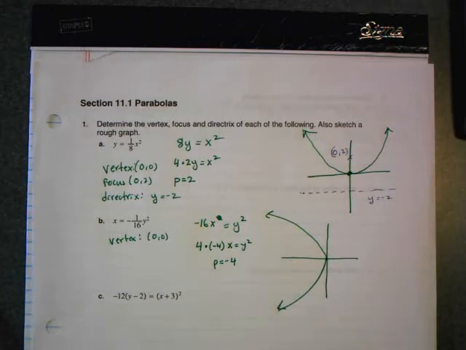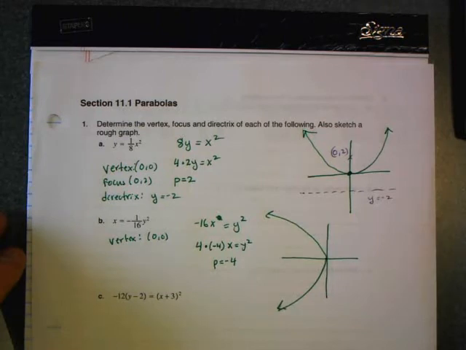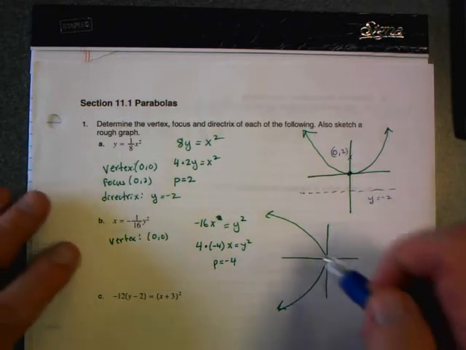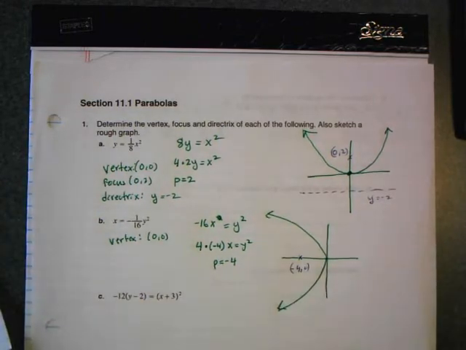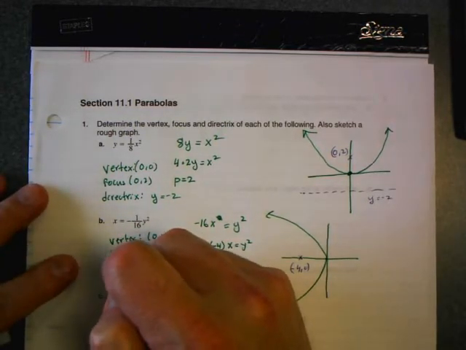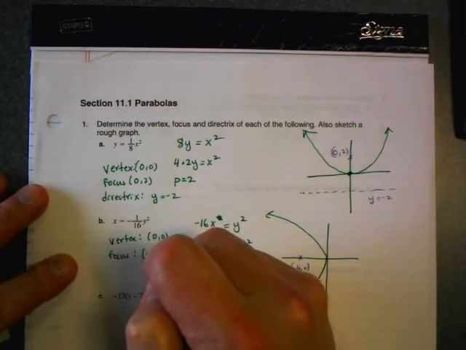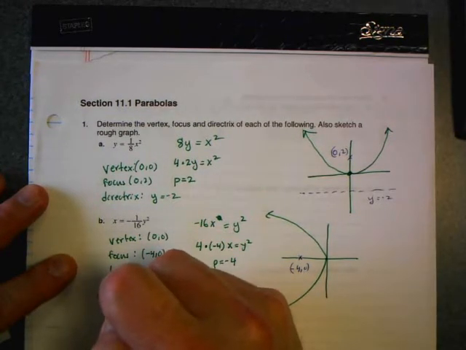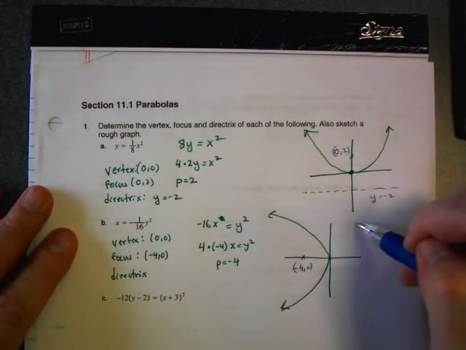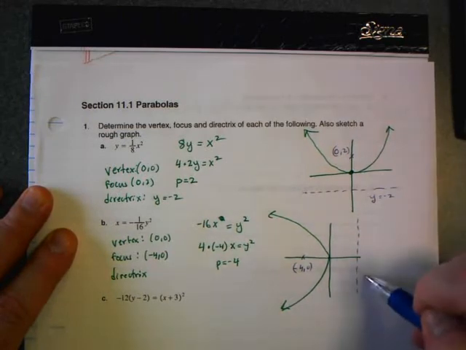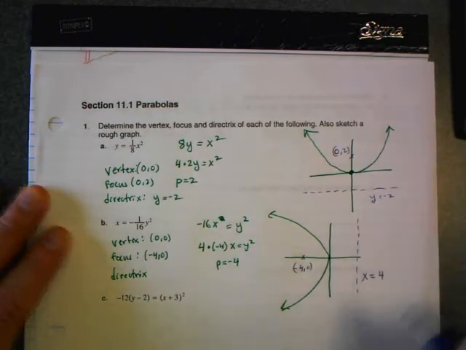If p is negative 4, where's the vertex? Yeah, but I said vertex. Vertex is still at 0, 0. So a better question would be, where's the focus? It's got to be in here. So it's at negative 4, 0. Focus, negative 4, 0. And how about the directrix? Excellent. This time the directrix would have to be a vertical line. The equation of a vertical line is x equals a number. So in this case, it's x equals 4.